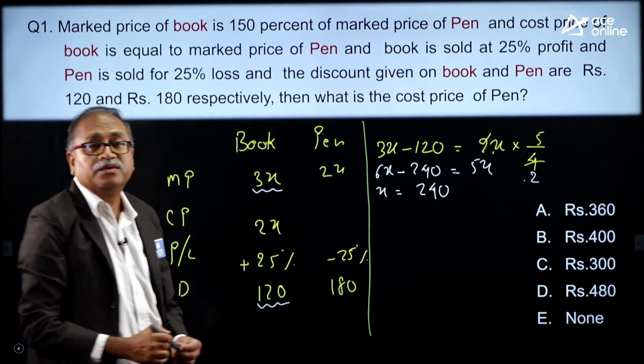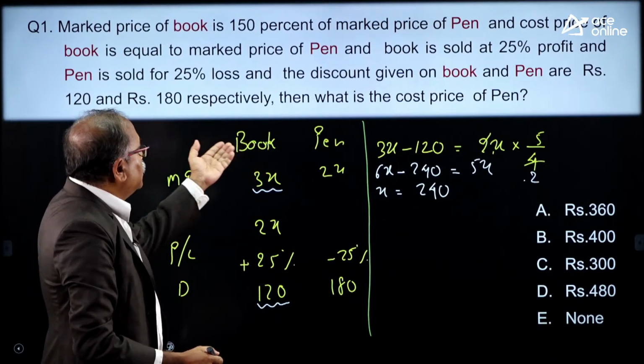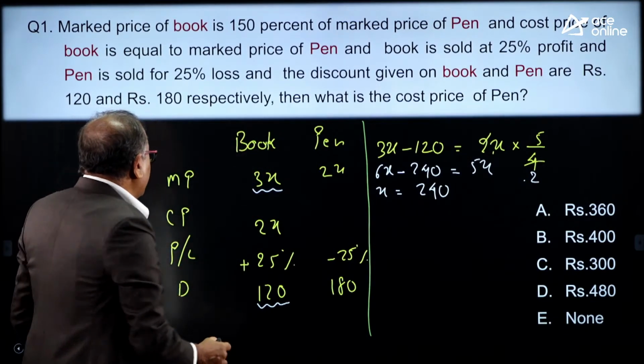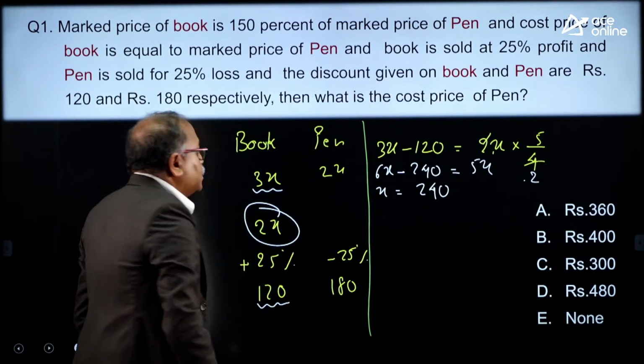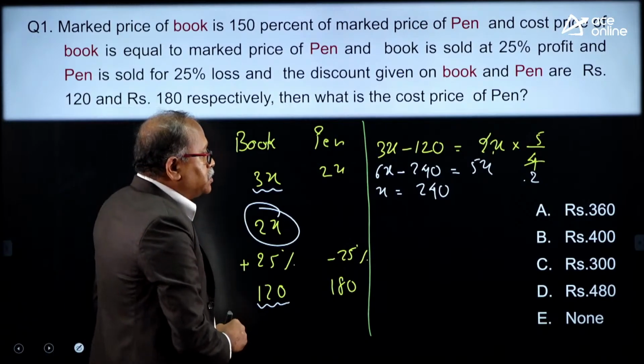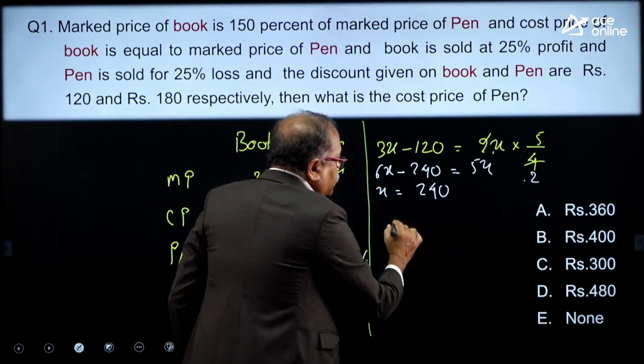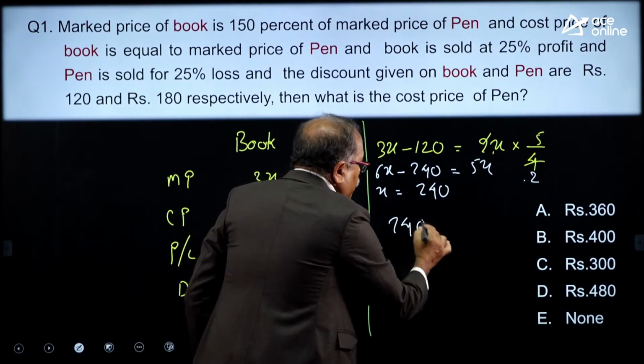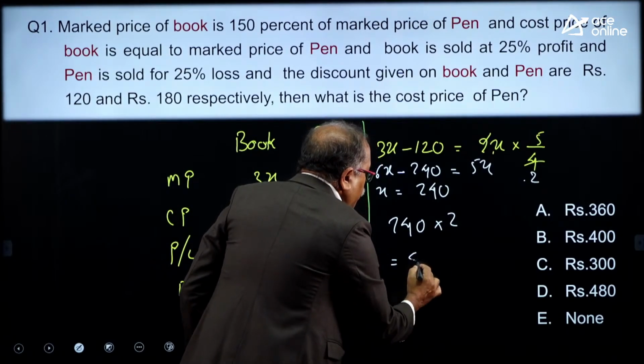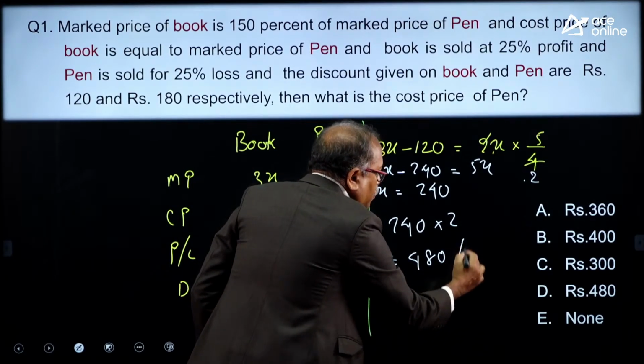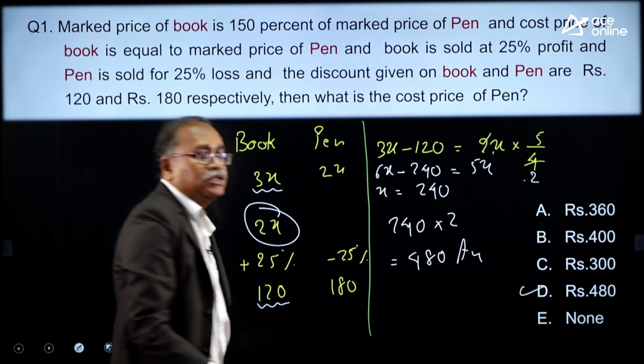We got this one, and you are simply asked what is the cost price of the pen. I know the cost price of the pen is 2x. So, the cost price of the pen, 2x, that is 240 into 2, and that comes to 480. That is your answer, my dear friends. Option choice is D.